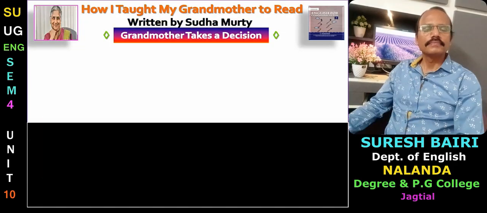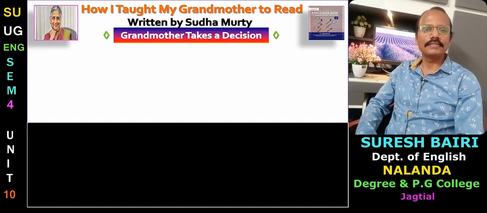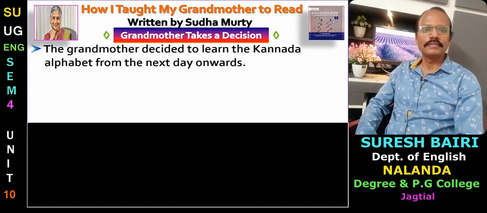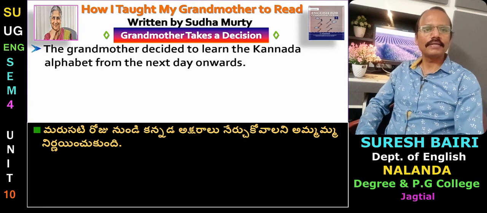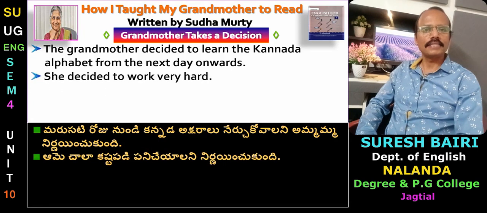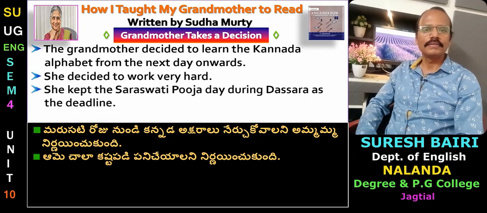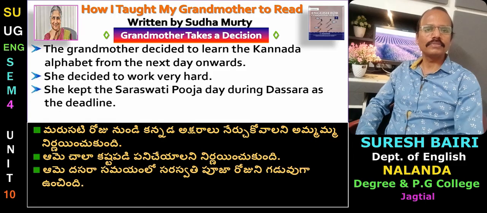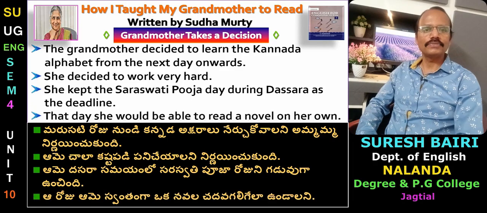Now let's see, how does grandmother take a decision. It is the twist of the story. The grandmother decided to learn the Kannada alphabet from the next day onwards. She decided to work very hard. She kept the Saraswati Puja day during Dasara as the deadline. That day she would be able to read a novel on her own.